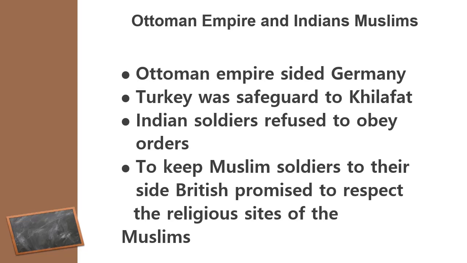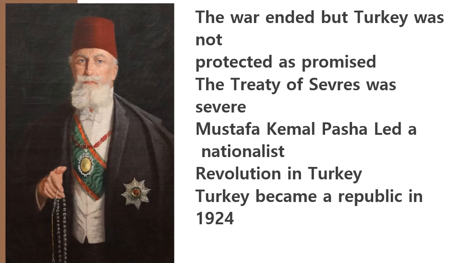To keep the Indian Muslims on their side, the British Indian government promised to respect the religious sites of Islam in Ottoman land and to make sure that fair treatment was given to Turkey and Khilafat after the war was over. So they made so many promises during the war, but unfortunately they did not fulfill their promises after the war. The war ended, but Turkey was not protected as promised. The British did not fulfill the promises which they made during the war.